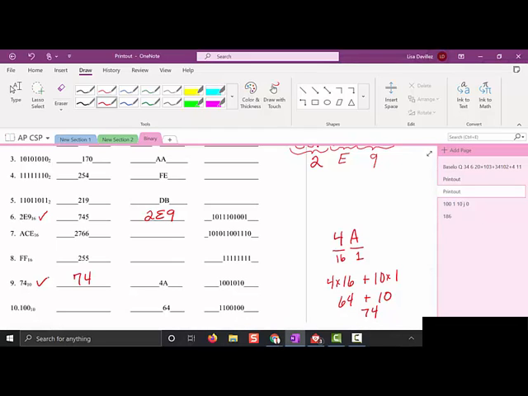Okay, so hope this helps. And we'll probably do a little quiz in a couple of days on just the binary, decimal, and hex.